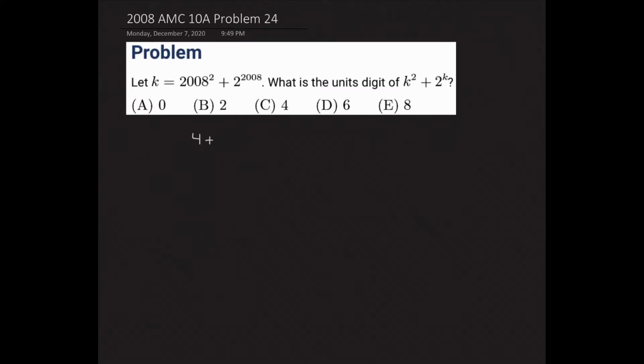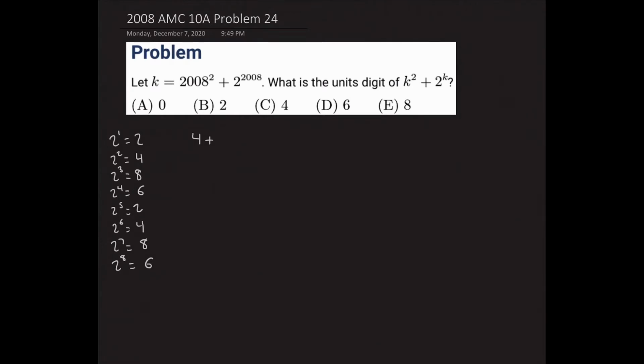So the unit digit for powers of 2 comes in a repeating pattern. 2 to the 1 is going to end in 2 because it's just 2. 2 squared is going to end in 4 because it's just 4. 2 cubed is going to end in 8 because it's just 8. 2 to the 4th is going to end in 6 because it's 16. And we could keep going like this. 2 to the 5th is 32, 2 to the 6th is 64, 2 to the 7th is 128, and then 2 to the 8th is 256.